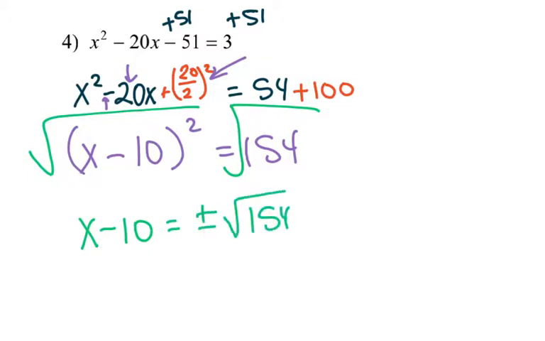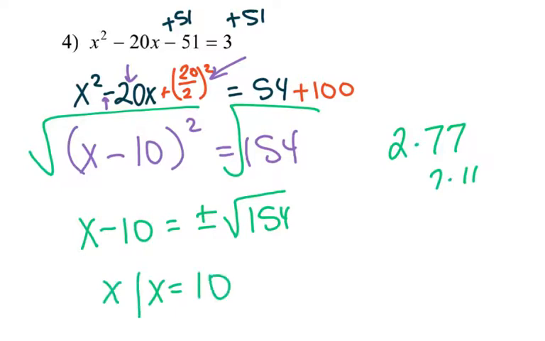Okay, so here's where it gets a little bit different. You need to check and see if you can simplify that radical. So 154 is going to be 2 times 77, and that's 7 times 11. So 2 times 7 times 11, that does not simplify. So my solution is going to be x is equal to positive 10, because I have to add 10 to both sides, plus or minus the square root of 154. And that's how you're going to leave it. This is an irrational root. So this means you could not have factored this.